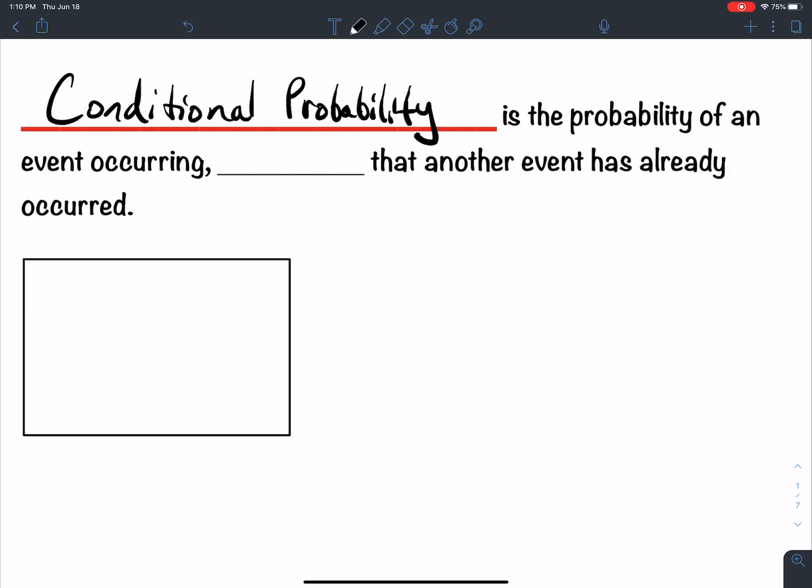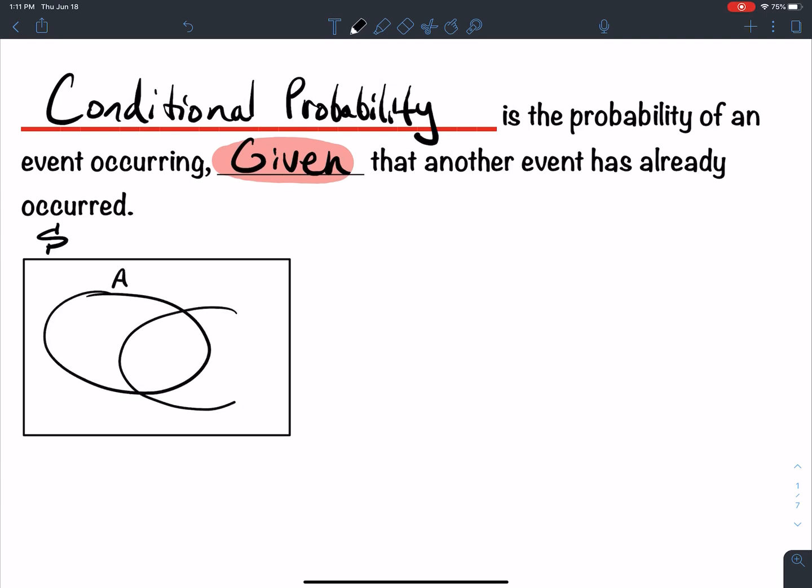So here we're going to talk about conditional probability. This is the probability of an event occurring given, keyword given here, that another event has already occurred. Okay, so let's take a sample space S, and we're going to have an event A and an event B. And they overlap, meaning they could both happen at the same time.